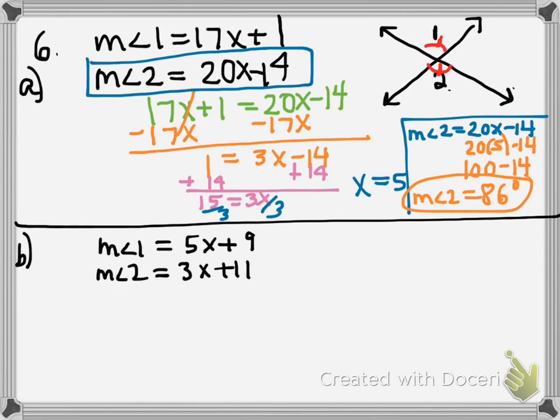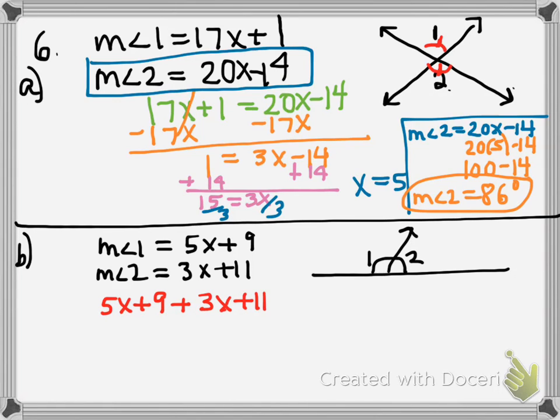For part B, they give us two different measures of two different angles, and they say that they're supplementary. So to draw a picture, supplementary angles add to 180. So we can create an equation then, and we actually have to find both angles for this question. So our equation then would be 5x plus 9, the first angle, plus 3x plus 11, the second angle, has to be equal to 180. That's by definition of supplementary angles.